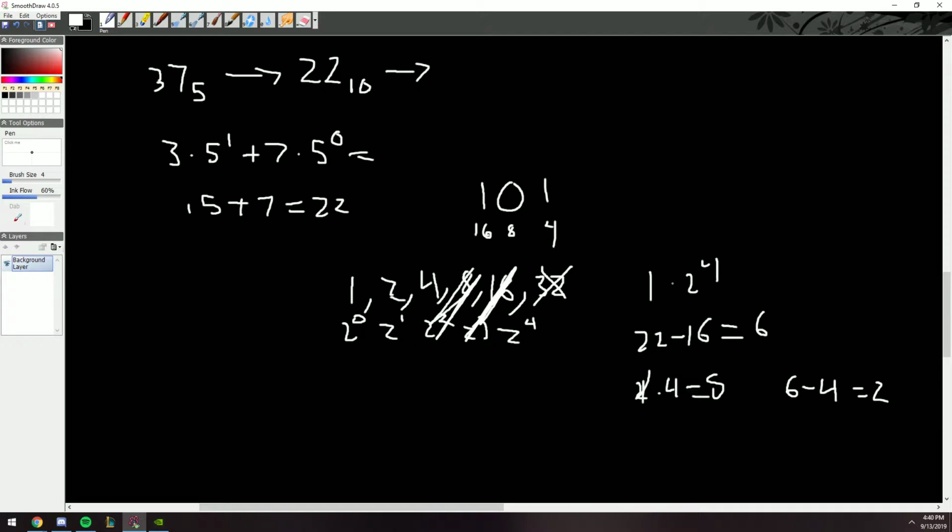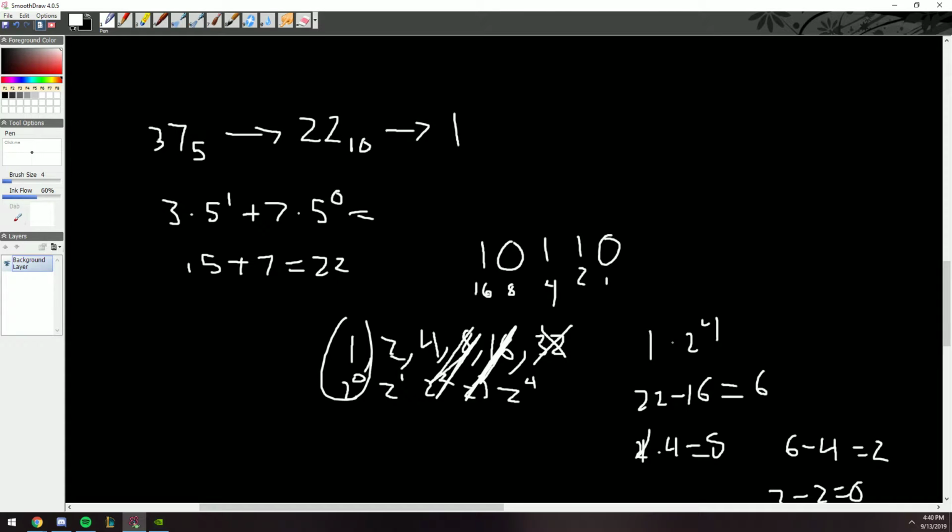So, hey, this is perfect. So this is a 1 in the 2 place. And now all we have left is 2 minus 2, which is equal to 0. So we have nothing left. So there's nothing going to be in the 1 place, so we're going to represent that as a 0. So this is 1, 0, 1, 1, 0, base 2.